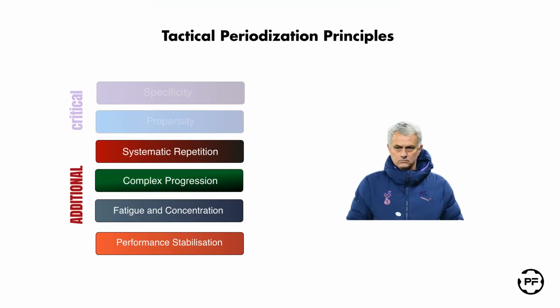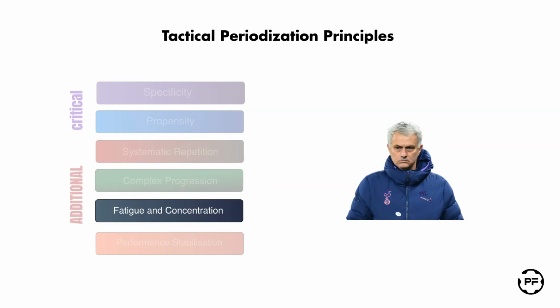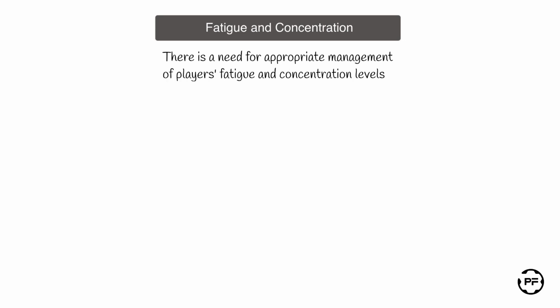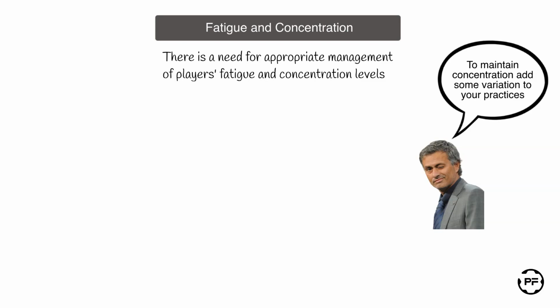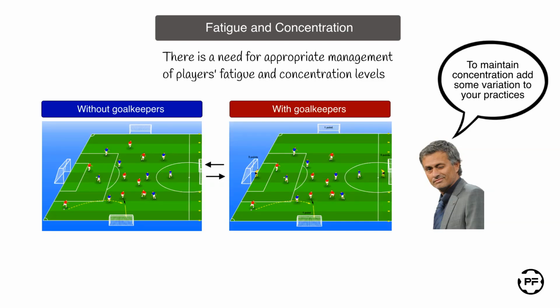Okay, the next principle is the principle of fatigue and concentration. This principle claims that there is a need for appropriate management of players' fatigue and concentration levels. To maintain players' concentration, you may add some variation to your daily practices. For instance, instead of playing on 4 goals without goalkeepers as we did in our main part, there can be 2 goals with goalkeepers, and scoring at one of them will cost 5 points, for example.